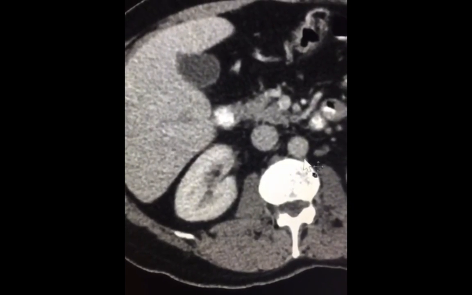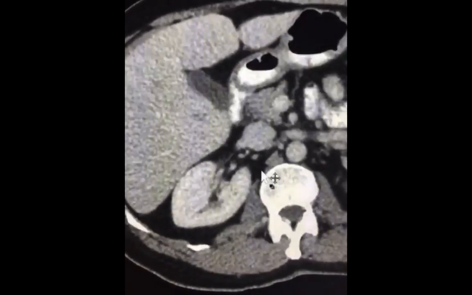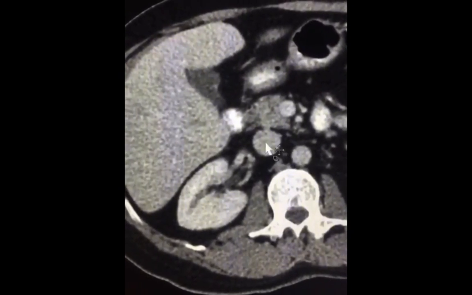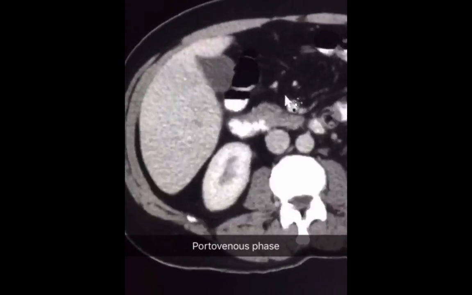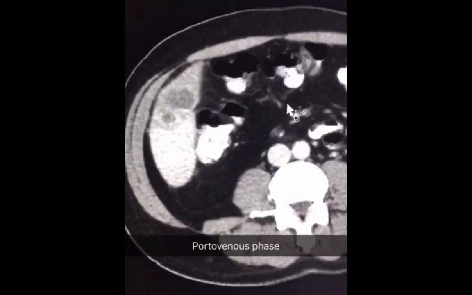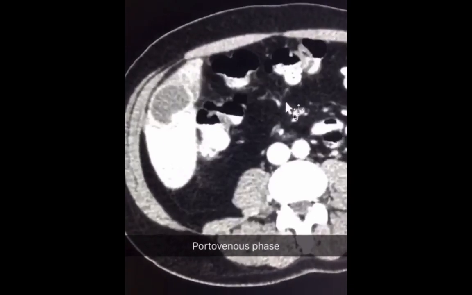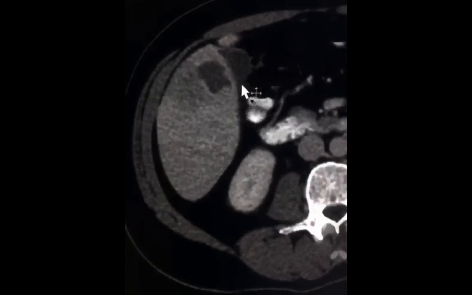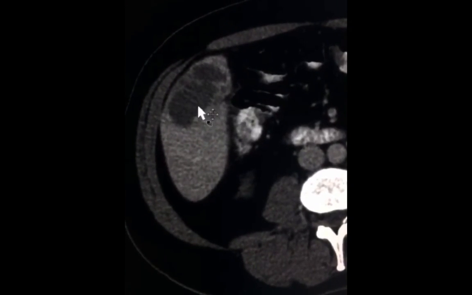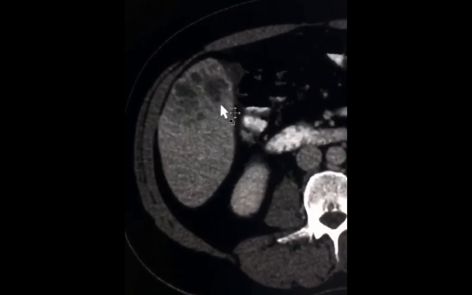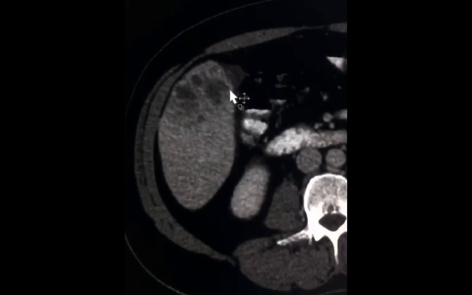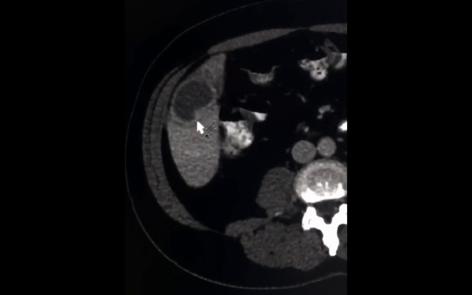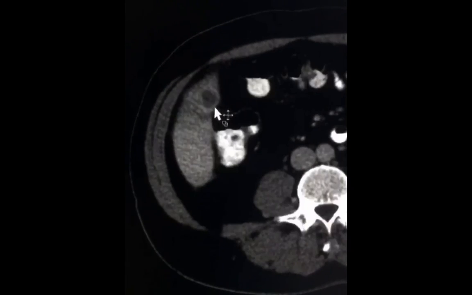Now let's proceed to a portovenous phase, a more delayed phase after giving IV contrast, and as you notice, the enhancement of both the venous and arterial system is equal. I'll give you a chance to look at the portovenous phase. On this phase, the lesion is clearly cystic with no enhancement. It also has this multiloculated appearance and a clustered pattern. It's also more clear here that there is a thin rim of capsular enhancement.